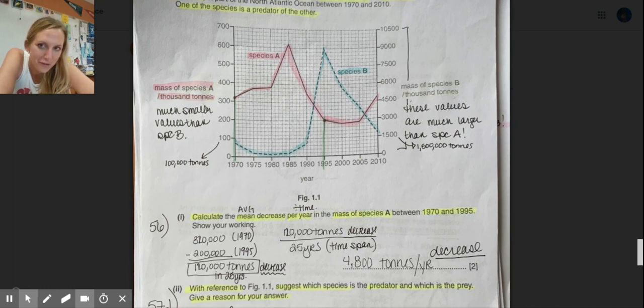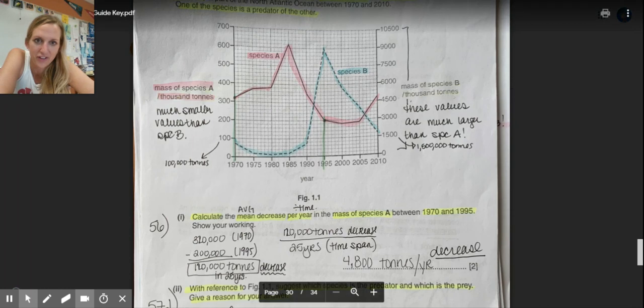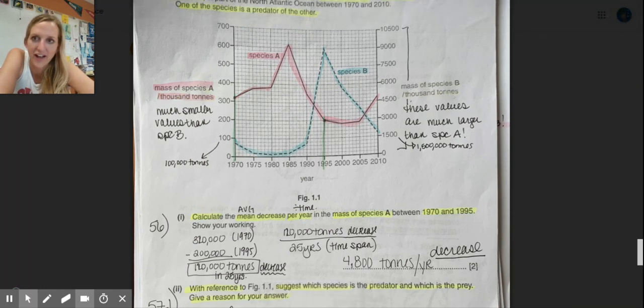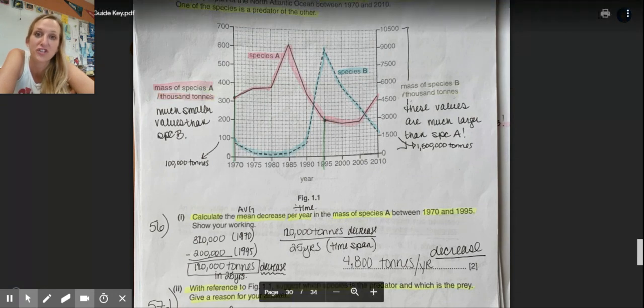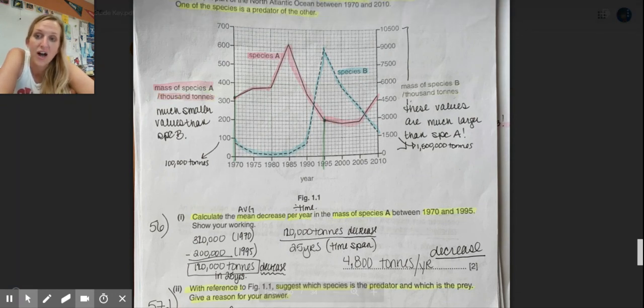3,000 tons. No, that's 3 million. So for me, writing it out, obviously you can see it with the decimal place values, but writing it out was a good visual for me to be like, no, there's so much more of species B. Species B must be my prey species because there's so much more of them.